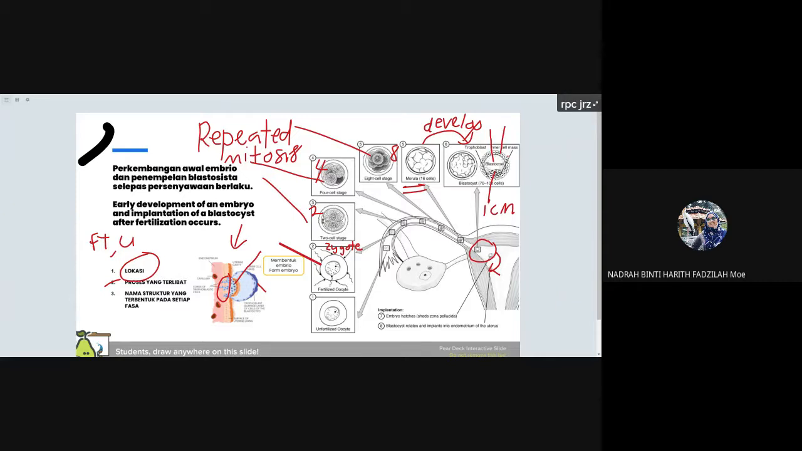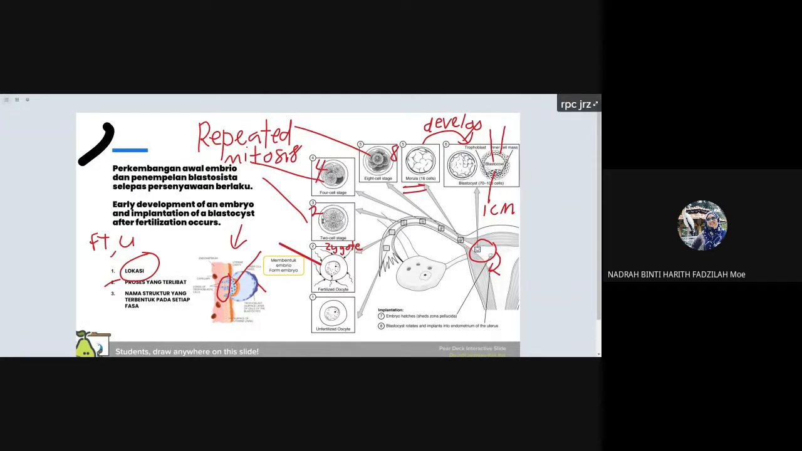Depends on the question. If the question has very high marks, most likely for repeated mitosis, we have to mention repeated mitosis forming 2 cells, 4 cells, 8 cells and morula. If the marks are few, we just mention that the zygote undergoes repeated mitosis until it forms a ball of cells, or morula. From the morula, it then develops into a blastocyst. So it depends on the question also.